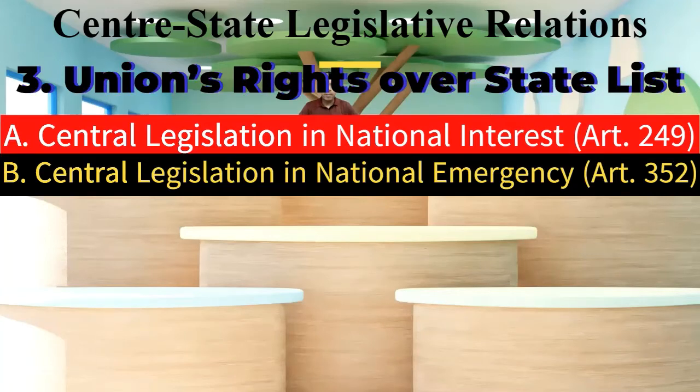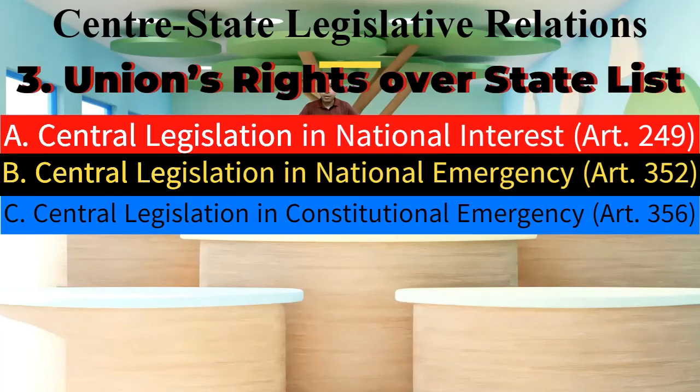When there is a state emergency, also called the constitutional emergency, under Article 356, the state government may be suspended or dissolved. During that period, for that particular state, the subject matters of the state list are to be legislated by the Parliament. So in these cases, the Parliament has the exclusive rights over the state list rather than the state assembly.